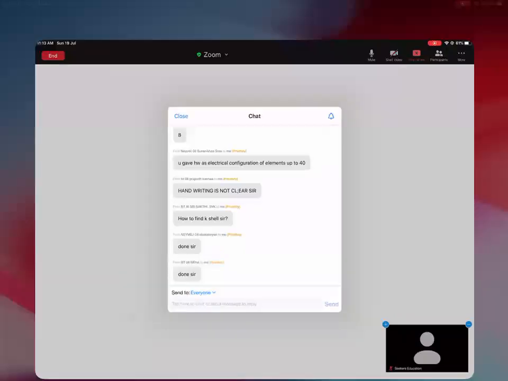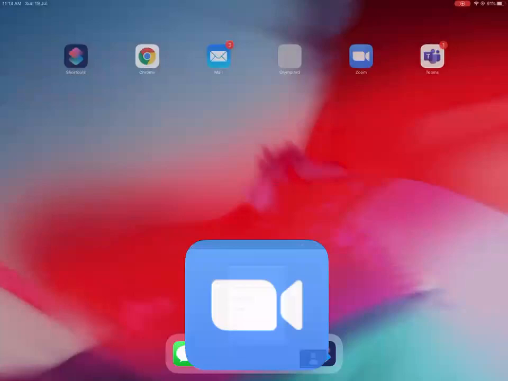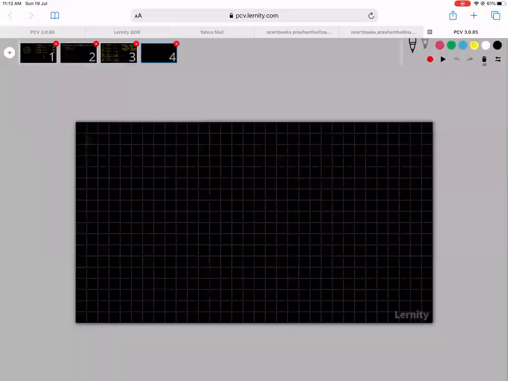So I don't understand that question. How to find the K shell? K shell is the first shell. L shell is the second shell. M shell is the third shell. N shell is the fourth shell.